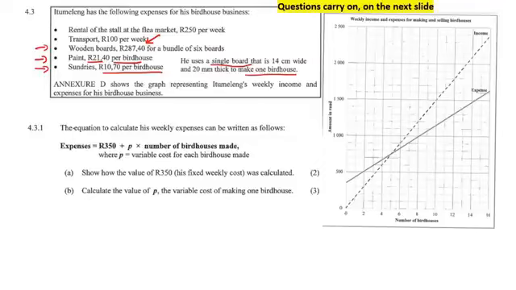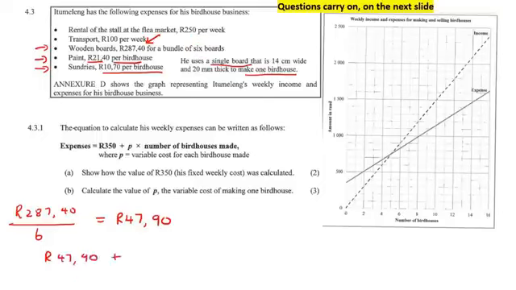So to work out the price of 1 board, we say 287.40 divided by 6, and that's 47 Rand 90. That's how much he has to pay for 1 board. Now there's paint, so we say 47 Rand 90 plus his paint, which is 21 Rand 40, plus his sundries, which are 10 Rand 70. Those are the costs to make 1 birdhouse. If you add all of that together, you end up with 80 Rand. That's how much you would pay per birdhouse.